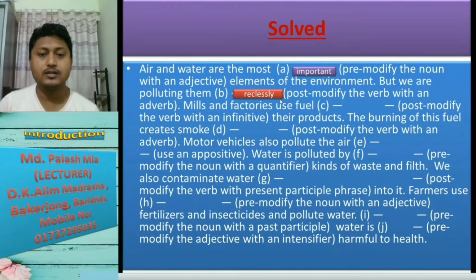Recklessly. Okay, recklessly. And by recklessly, I mean not normally, abnormally. So we are polluting them recklessly. Mills and factories use fuel.